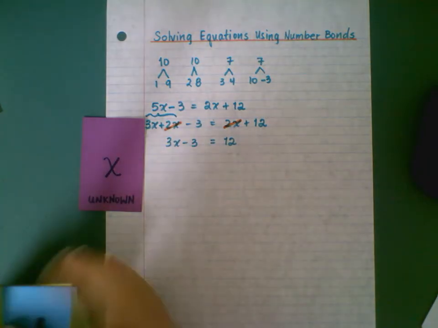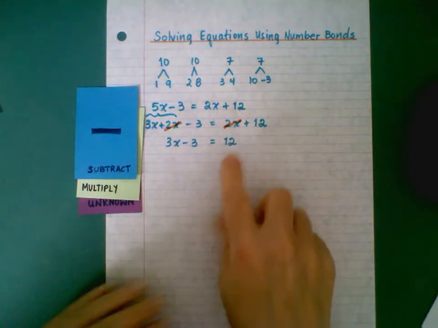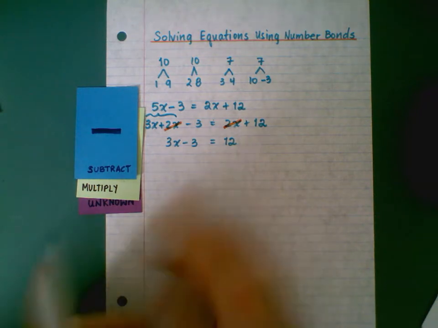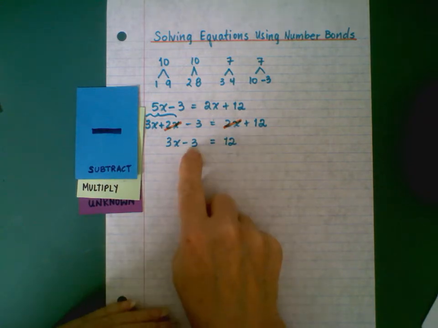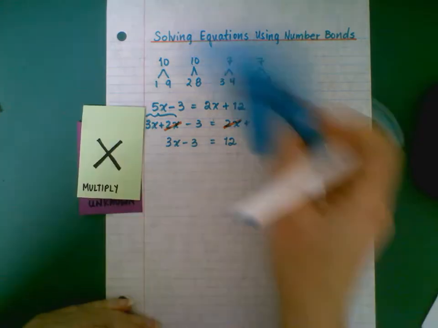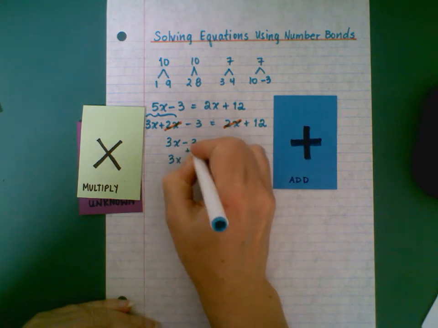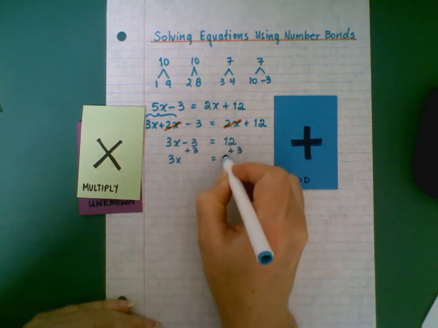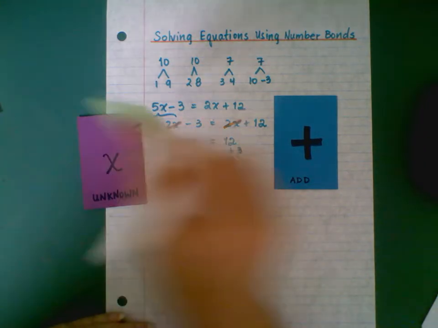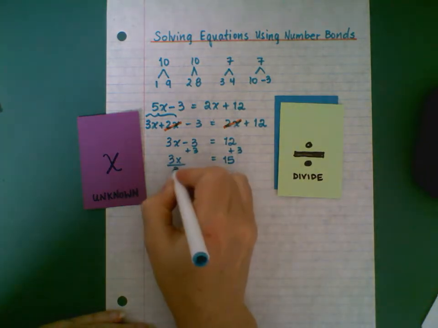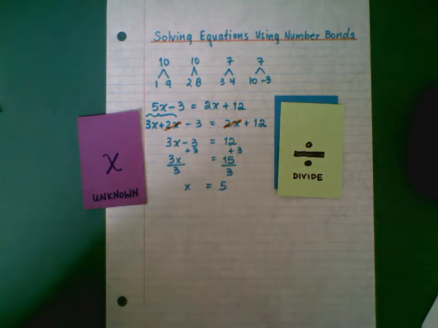So my variable was multiplied by 3 and had 3 subtracted from it to generate a final value of 12. So to solve, I'm going to undo the subtraction and the multiplication in that reverse order. So I'm going to add 3 to the 12. So plus 3 on both sides results in 3x equals 15. And then I can get rid of that multiplier of 3 by dividing. And I have x equals 5 in the end.